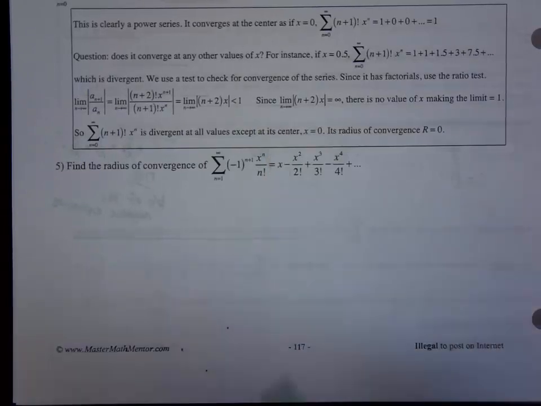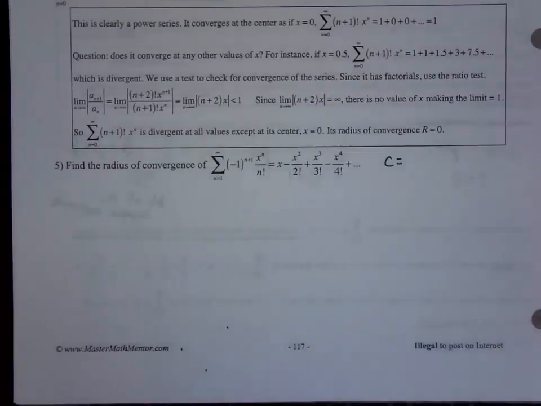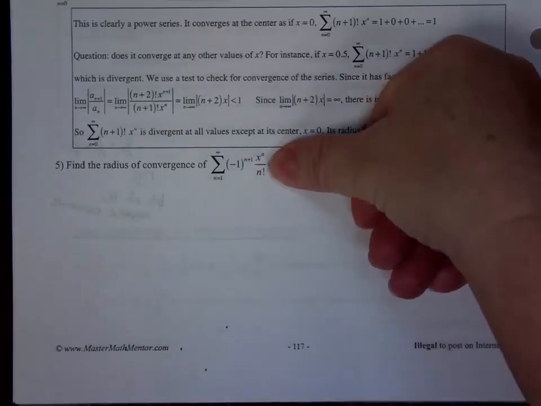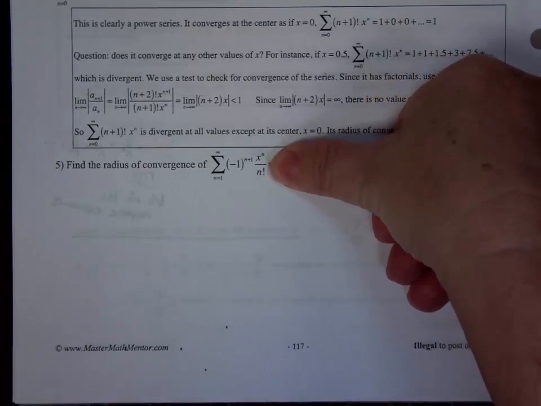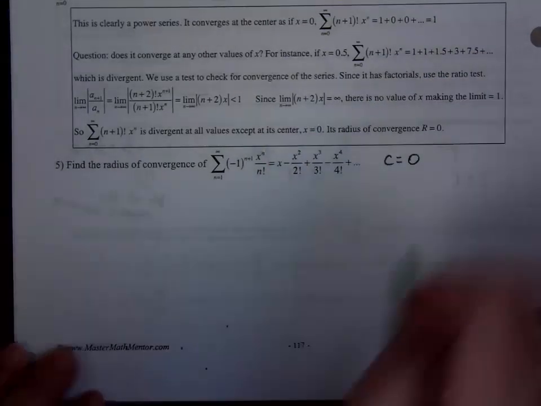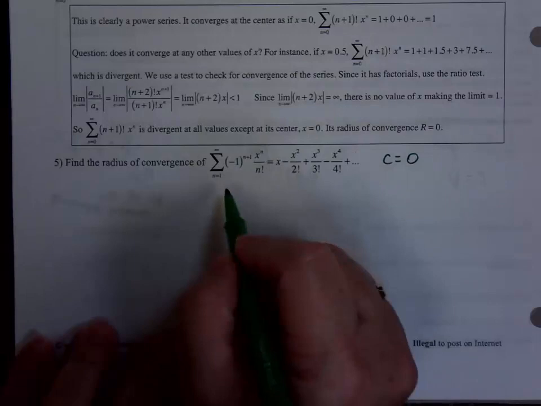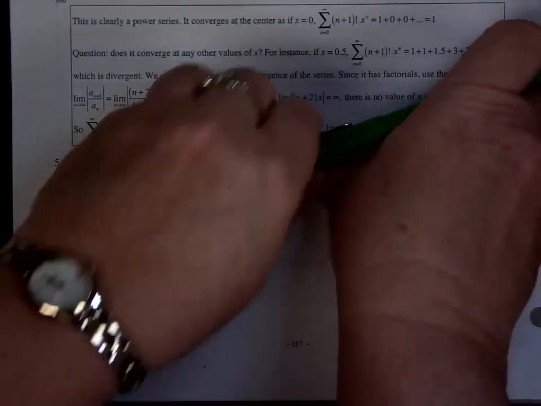Now, first of all, tell me, what is C? What is C for this problem? Based on what you see right there next to my thumb. 0. C is 0. Do you agree with that statement? Okay? So it definitely converges at 0. If x is 0, it's going to converge, because it's going to be a string of zeros. What kind of series is that?